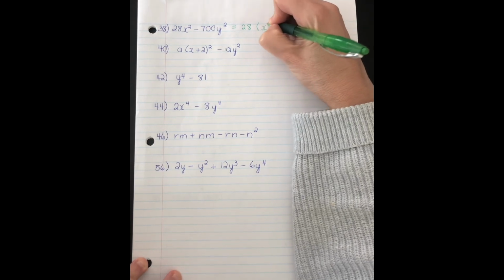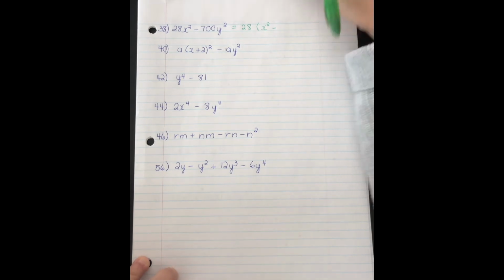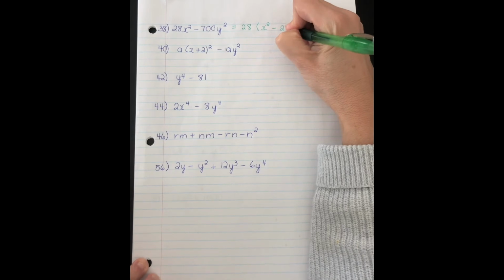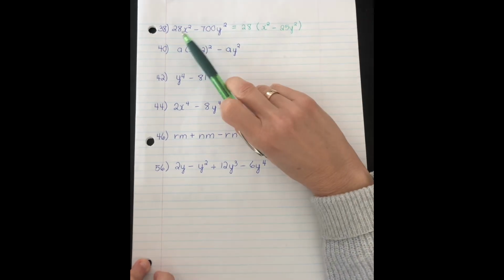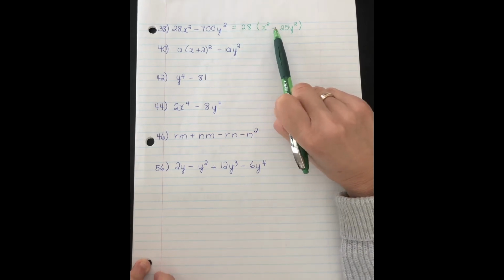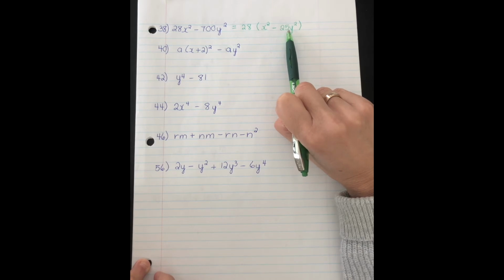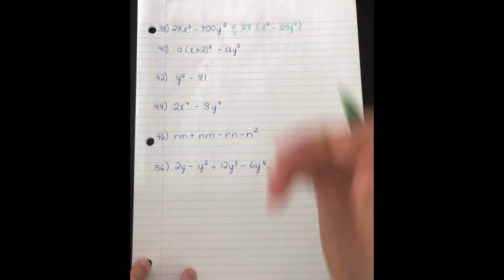And this will give you x squared minus 25y squared. Now, if you had only removed 7, you would be left with 4x squared minus 100y squared, you could still remove that common factor of 4 in your next step. Okay, so it's not a disaster if you don't remove the largest common factor at the beginning.